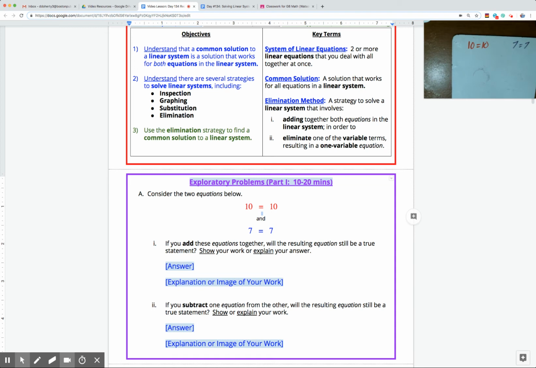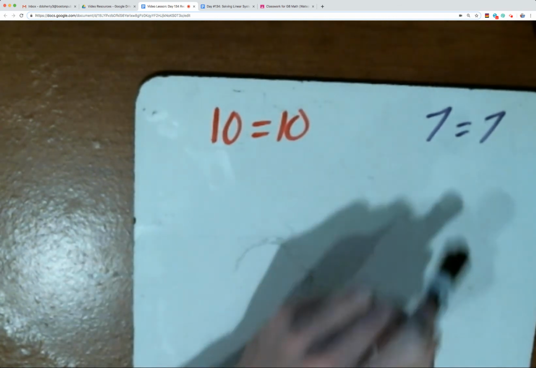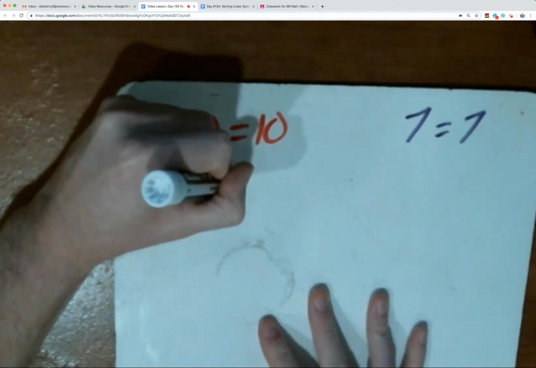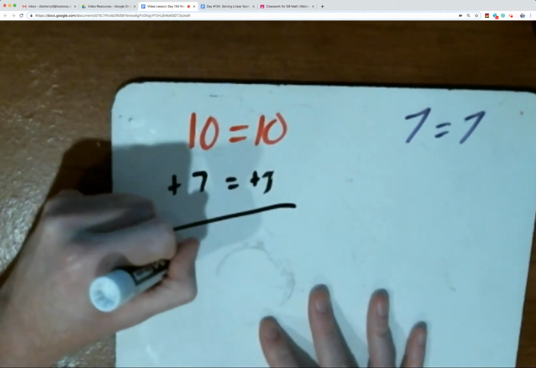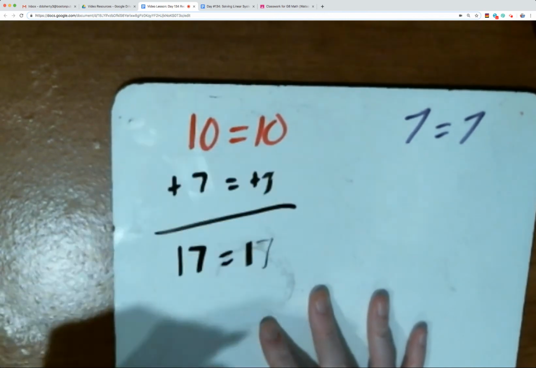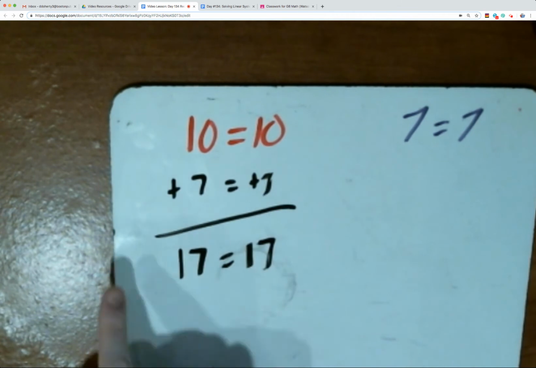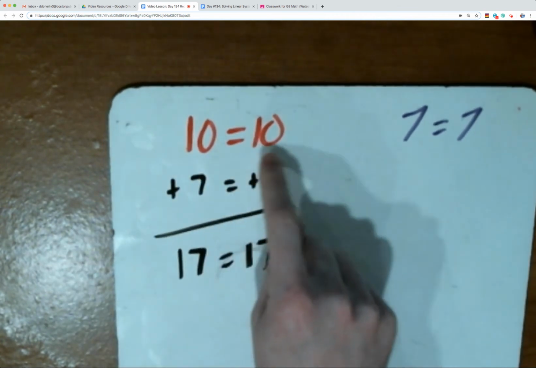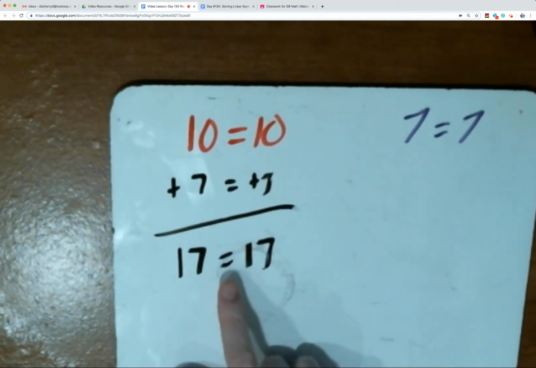So if we take a look at these 2 equations, we'll put this whiteboard in full screen. 10 equals 10 and 7 equals 7. If we were to add these 2 equations together, stack those 2 equations together, it would result in 17 equals 17. If I took the red equation and the blue equation, I add them together, 10 plus 7 on both sides, we see if we add 2 true statements or add 2 equations that are true together, the resulting equation is a true statement.